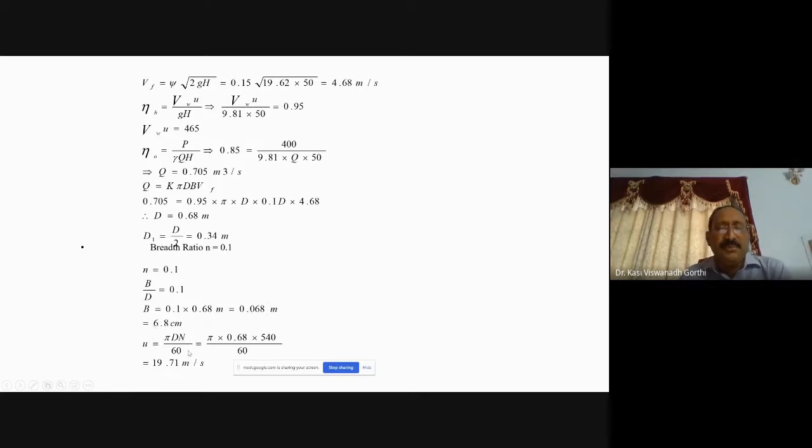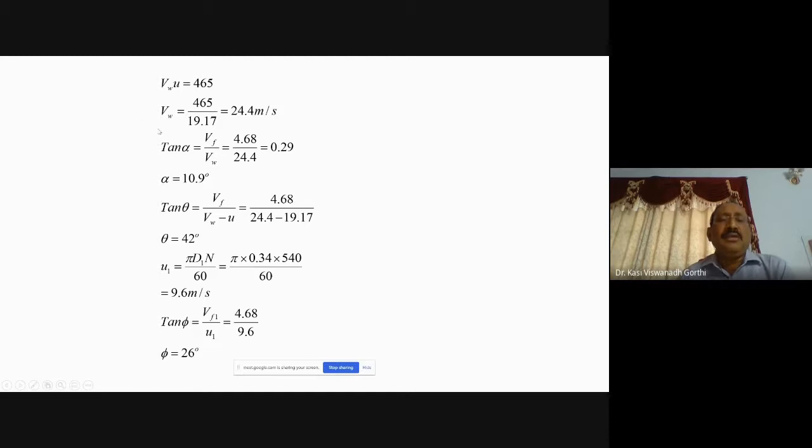U is pi D N by 60, the tangential velocity, 19.71 meters per second. Vw we have already computed as 465 by U, in which U is already known. So Vw is computed. Take the inlet velocity diagram, take tan alpha, compute the value of alpha. Also tan theta is Vf by (Vw minus U), compute the value of theta. Take the outlet velocity diagram, tan phi is equal to Vf1 by U1. U1 will be pi D1 N by 60, and hence the phi value is 26 degrees.